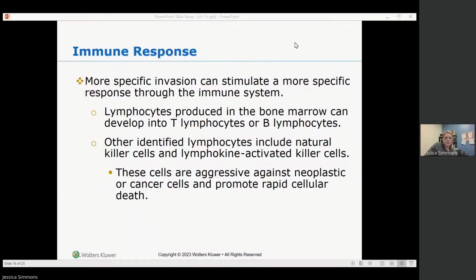Here we go. A more specific invasion can stimulate a more specific response through the immune system. So this is more than just the neutrophils and macrophages rushing to that site of injury, okay? So lymphocytes produced in the bone marrow can develop into T or B lymphocytes. Remember, B lymphocytes create antibodies, okay? T lymphocytes kill things, all right? Other identified lymphocytes include natural killer cells and lymphokine activated killer cells. These cells are very aggressive against neoplastic or cancer cells and promote rapid cellular death.